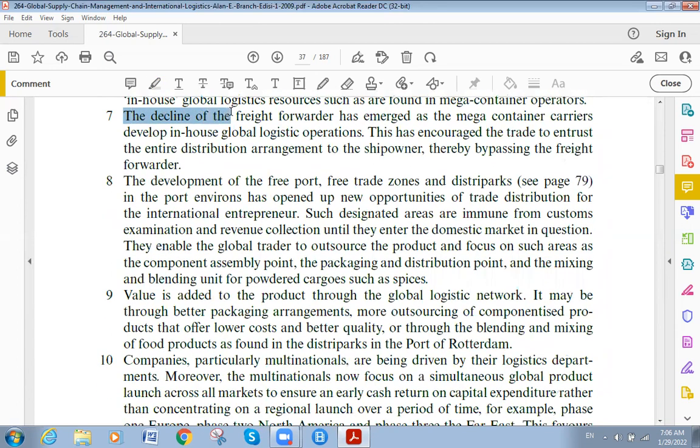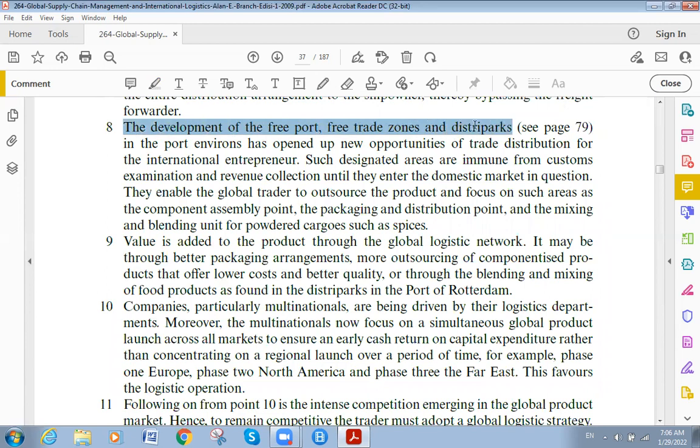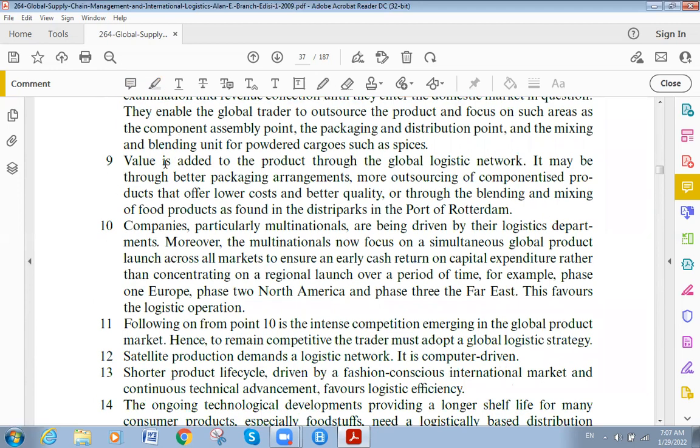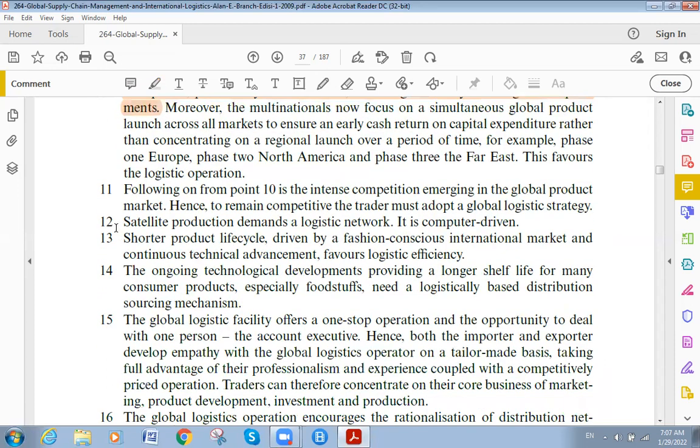The decline of the freight forwarder, as the mega container carriers develop in-house global logistic operations also. The development of free ports, free trade zones, and distriparks in the port environs has opened up new opportunities of trade distribution for international entrepreneurs. Value is added to the product through the global logistic network. Companies, particularly multinationals, are being driven by their logistic departments, which also develops the logistics.